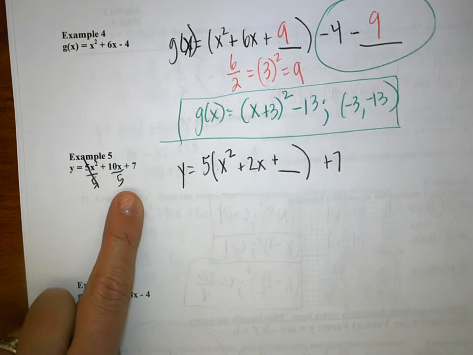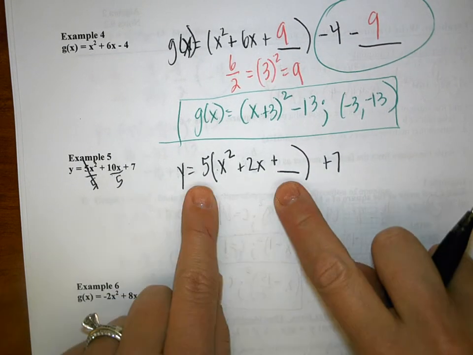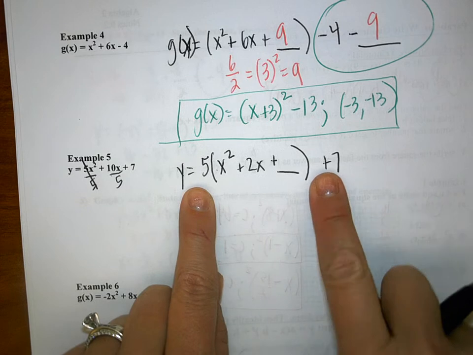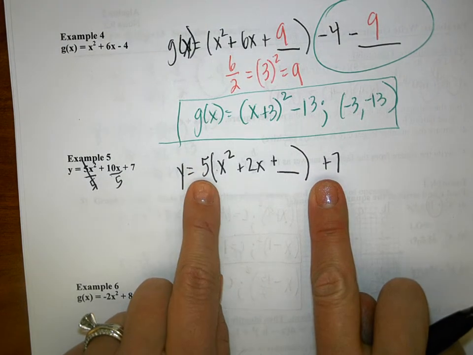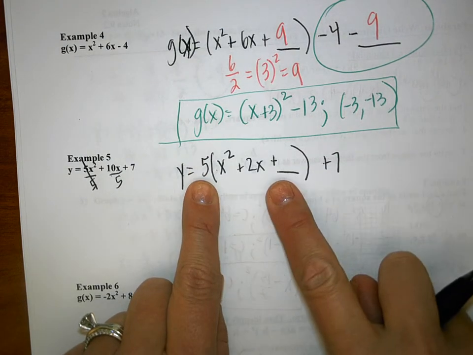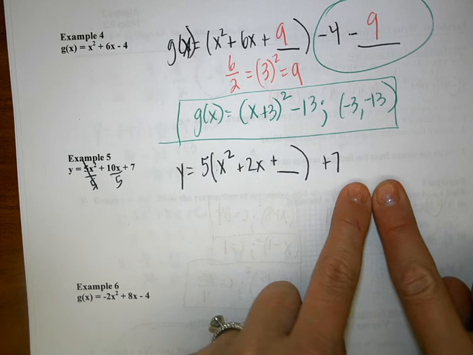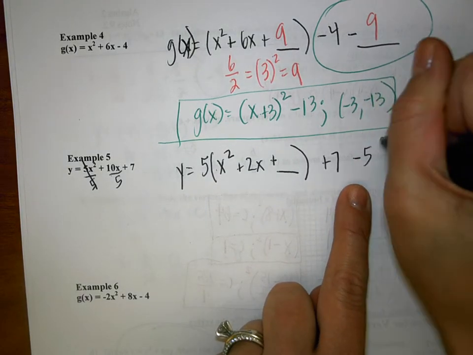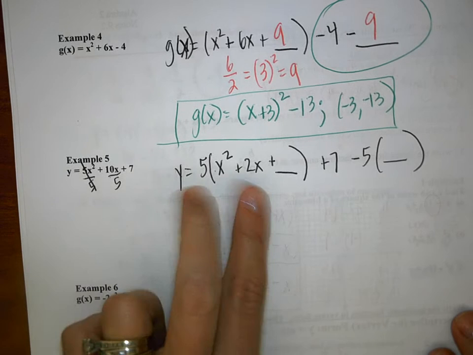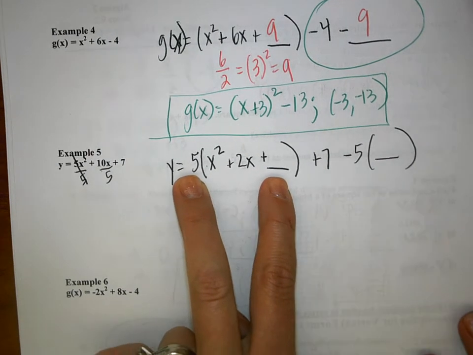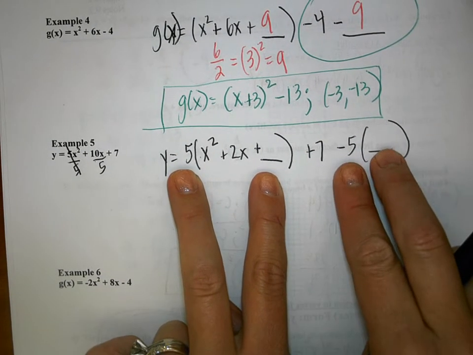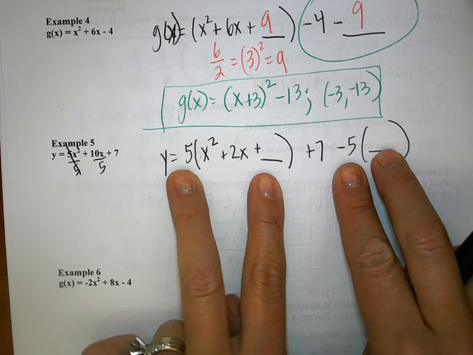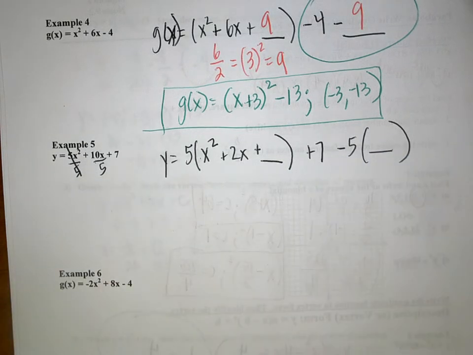Now this is what you have to be careful of. This really means, because we'd end up distributing it, right? This is really saying 5 times the blank. So what am I going to need over here? Minus 5 times the blank. So if you ever have a number in front, you need to have that in front of your blank over here as well. Okay? Now what do I do to complete the square, Gabby?